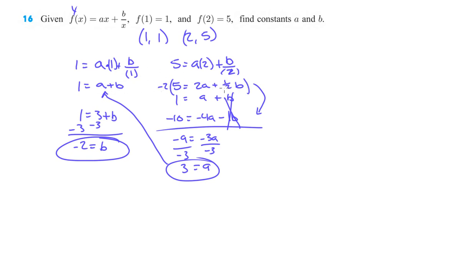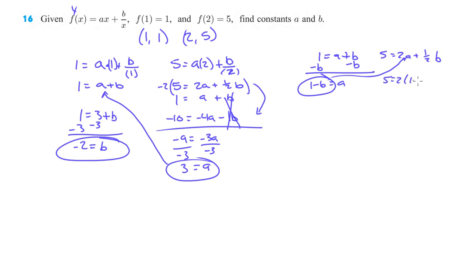Let's take the original equations here. We've got 1 equals a plus b, and then we also have 5 equals 2a plus 1/2 b. Let's solve one of these for either a or b. It doesn't really matter. Let's subtract b from both sides, so we get 1 minus b equals a. Now you can substitute this in for the a right here. So we get 5 equals 2 times (1 minus b) plus 1/2 b. 5 equals 2 minus 2b plus 1/2 of b.